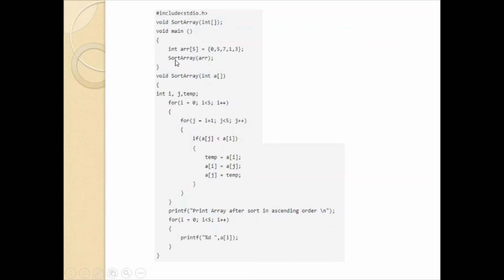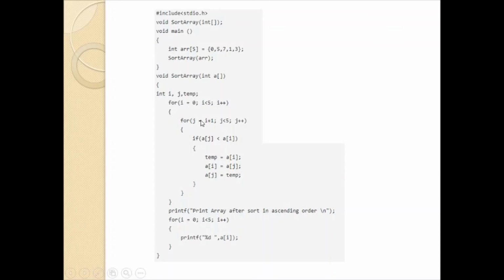So this function is called along with passing this array. When you call this function, the control will be passed here. In this sort array definition, you are receiving this array in an array type variable, that is A. So this is the function definition, where this array is received in the A array. Next we have declared some variables i, j and temp.